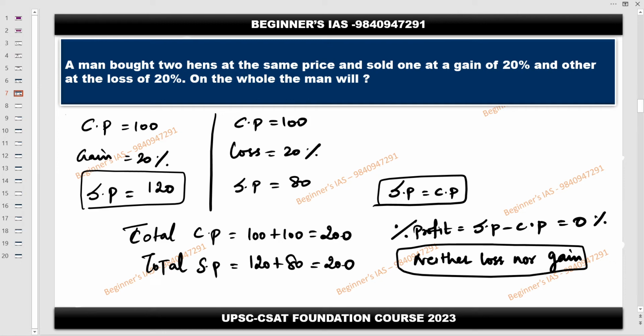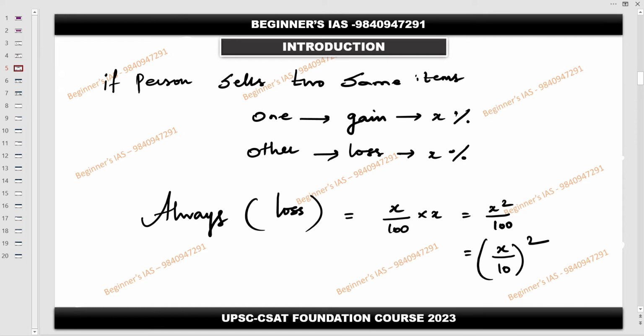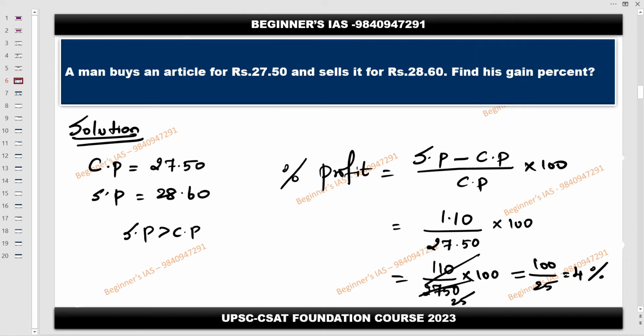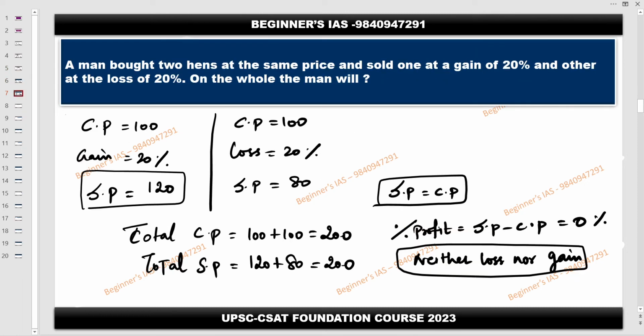Ashina, understood? Yes, sir. The question is different. The statement is different. It is not given that one is sold at a gain of... Listen carefully. If a person sells two same items, Rajshekar is mentioning this one, but that is not the case here. Understood? Yes, sir. So please be careful here. These are two different things.